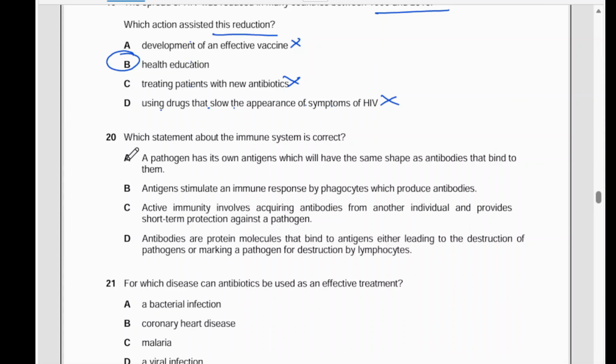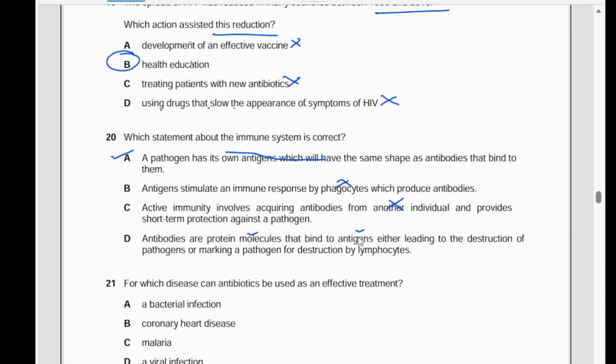What statement about the immune system is correct? A pathogen has its own antigen which has the same shape as antibodies. Stimulate an immune response by phagocyte. Phagocytes do not produce antibodies. Active immunity involves acquiring antibodies from others. No, that is passive immunity. Antibodies are protein molecules that bind to antigens. Yes.